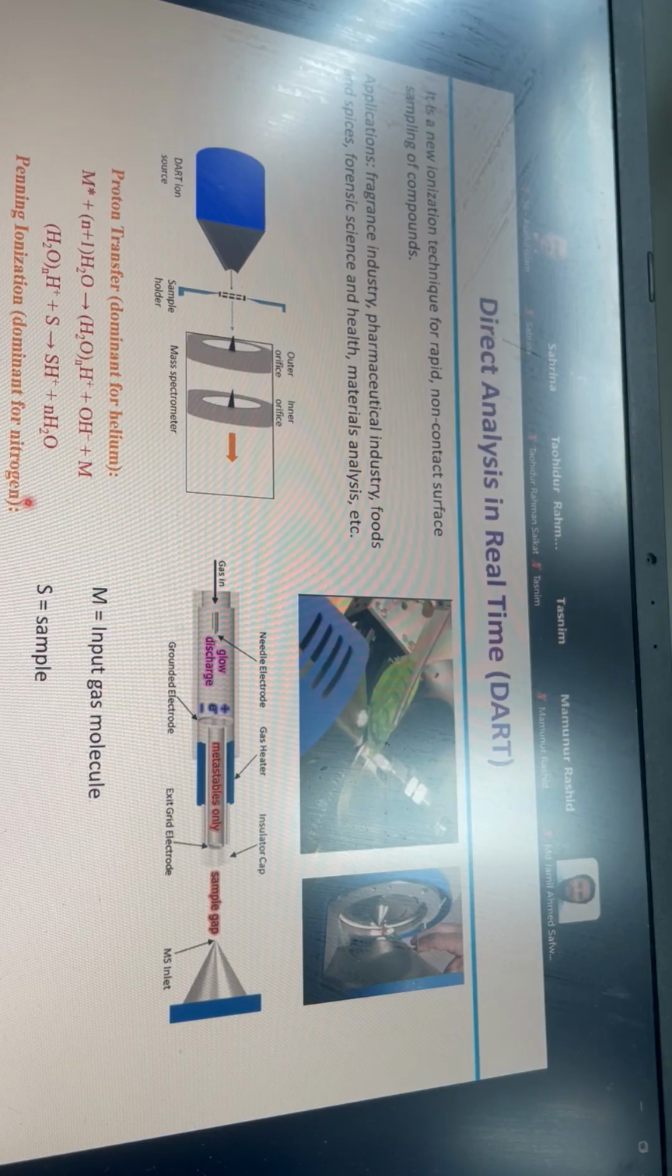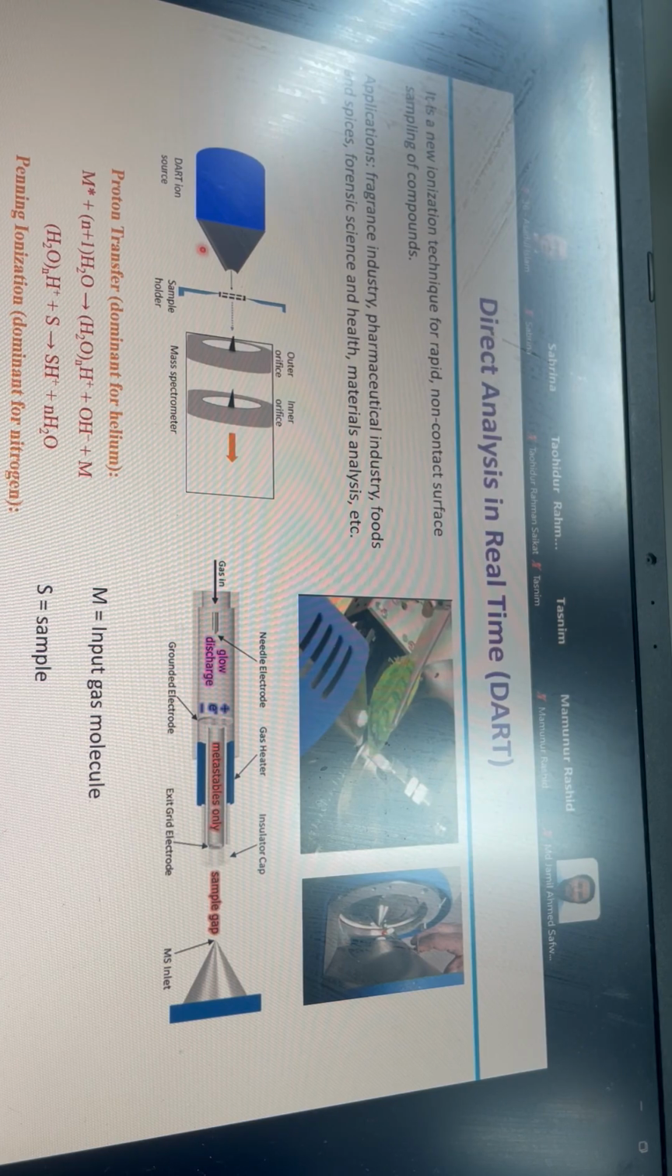And then you have another technique that's called direct analysis in real time. Okay, you do not want to prepare any sample, directly. If you have a fungal infected leaf, you want to measure what is present in the infected leaf, and you just directly want to analyze without any sample preparation. So how can you do that? This is the direct analysis in real time.